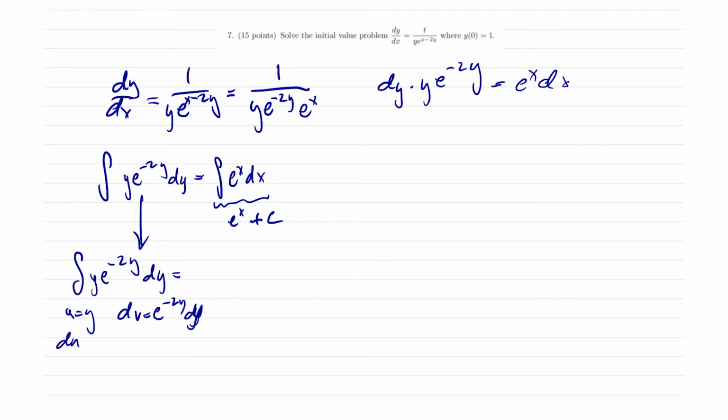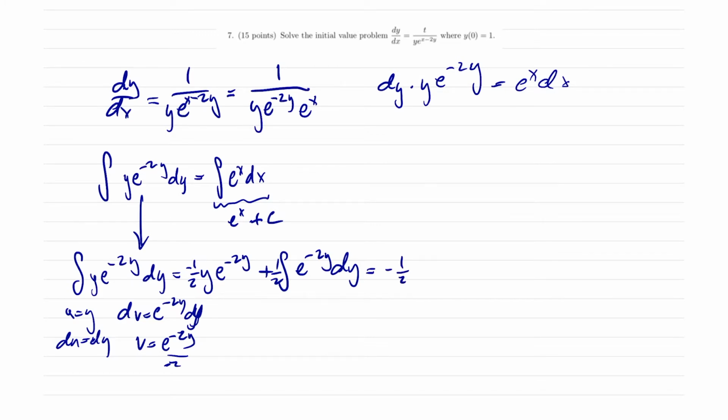And so then we get du is equal to dy, and we get v is equal to e to the minus 2y divided by minus 2. Right, so we get u, which is y, times v, e to the minus 2y, and times minus 1/2. Minus the integral, so I'm just going to pull out the minus 1/2 here, v du, and so e to the minus 2y, we already put in the minus 1/2 dy. And then we can just go ahead and integrate that.